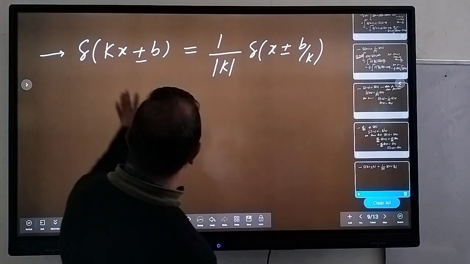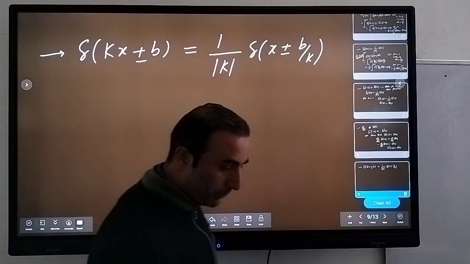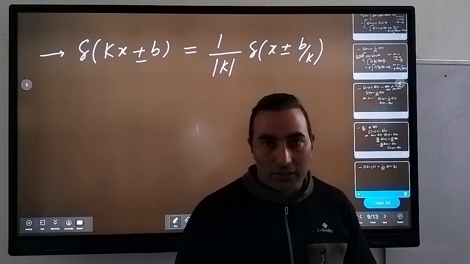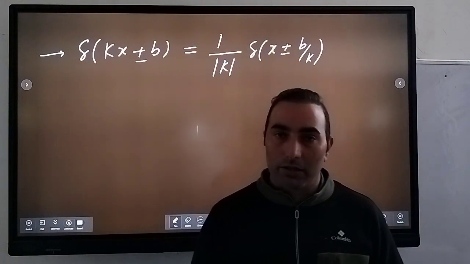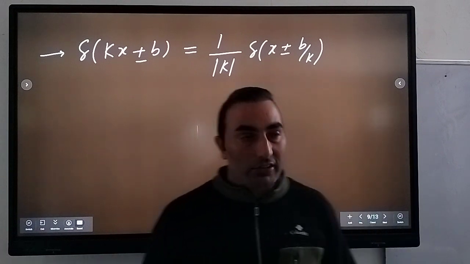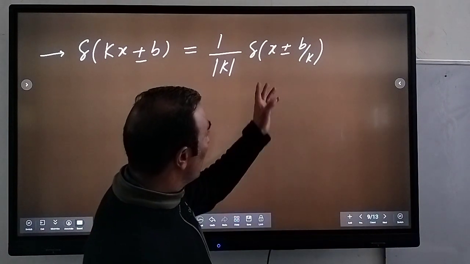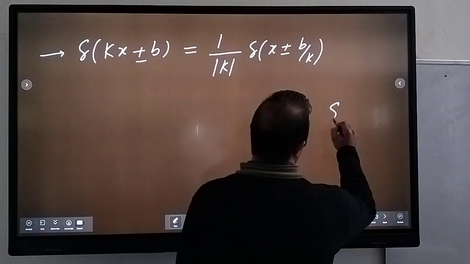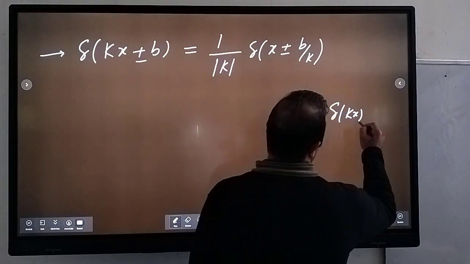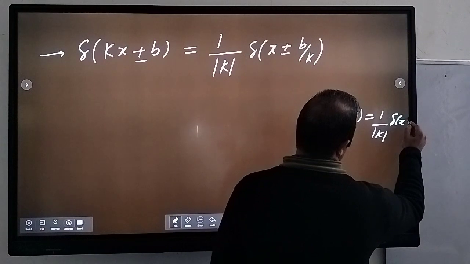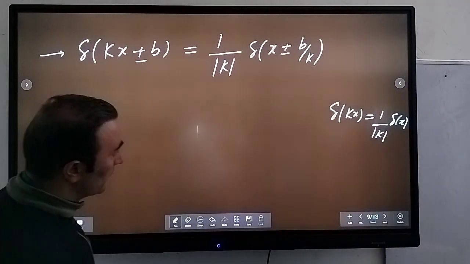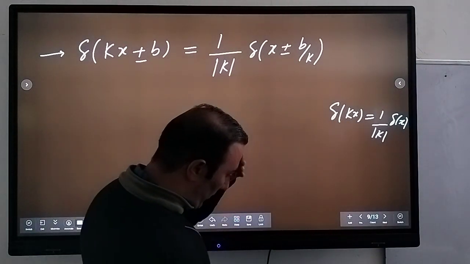That's about if you take the delta of kx plus b, plus minus. So that means first I take kx plus b, and in the second case I take kx minus b. We'll prove that it is equal to 1 by k delta of kx plus b. But we know that delta of kx is equal to 1 by k delta of x. So we have this property. Okay, so let's use this property.